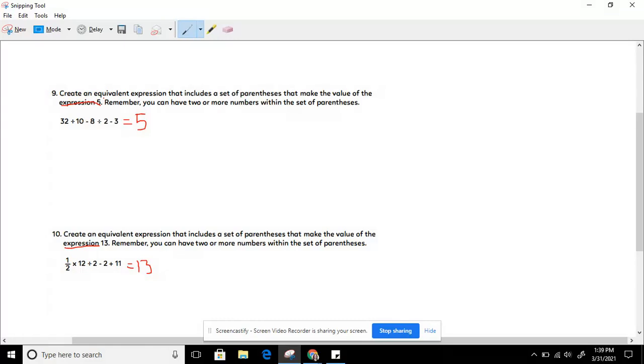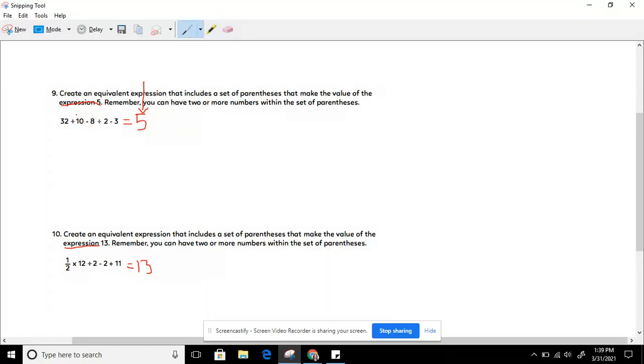So what they want us to do for these two problems is input the parentheses to make the expression equal to the number they're giving us. So they want the expression equal to 5. So I need to put parentheses around 2 or more numbers to make this expression true. So we need to figure out where to place these parentheses. Let's say we put the parentheses here, 32 divided by 10. Well, that's not going to give us a whole number. That's going to end up giving us a number with a decimal. So I don't think that's where they would put the parentheses.